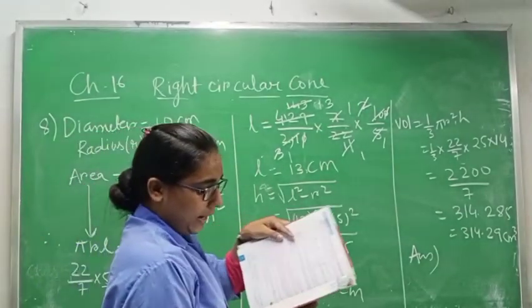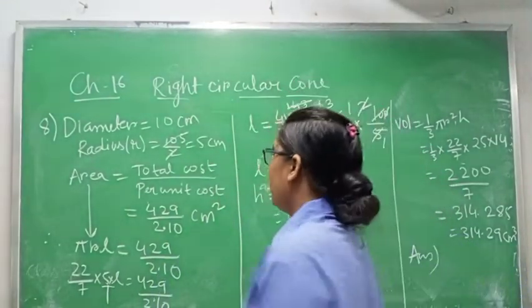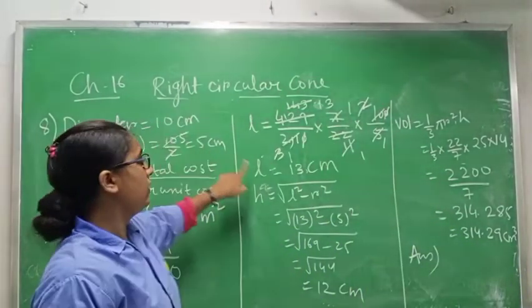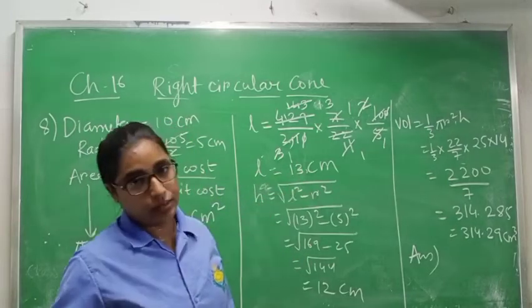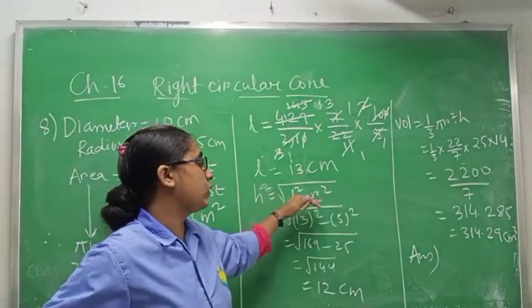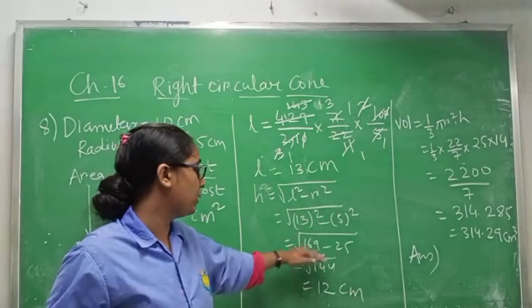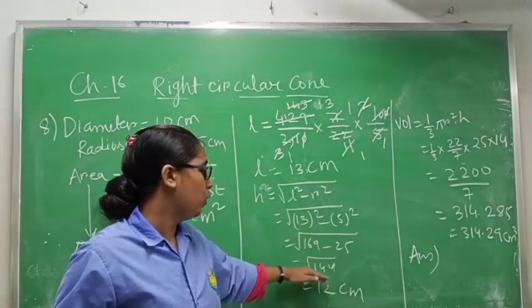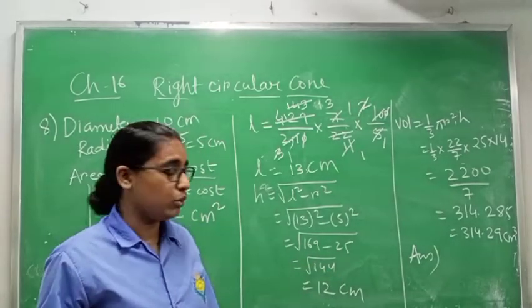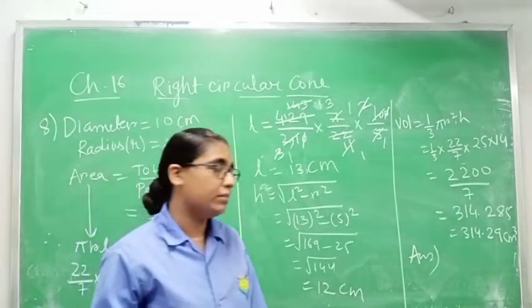They are telling you to find, let us calculate the height of the toy. Height of the toy, radius is 5 centimeter, slant height you got 13 centimeter. So what is the formula for height? H equals to root over L square minus R square, means 13 square minus 5 square. You will get 169 minus 25, root over 144. It means 12. Means H value you are getting 12 centimeter.